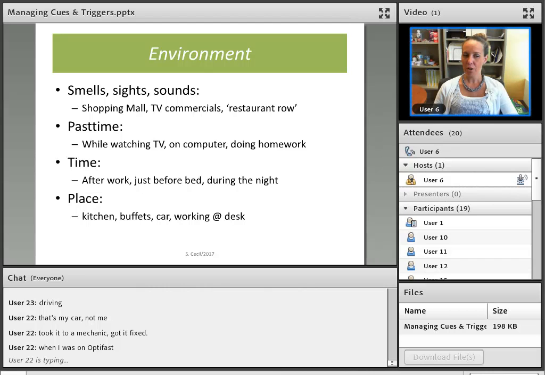What are some timing cues that you guys experience? Can you provide some other examples of times that kind of trigger you to want to eat for whatever reason?